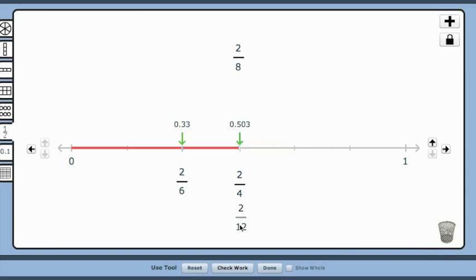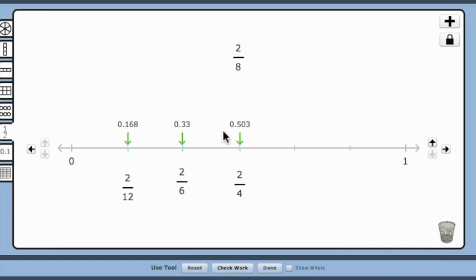Next, students need to determine if 2/12 is greater than 1/2 or less than 1/2. 2/12 is less than 1/2 and also closer to 0. 2/12 is equivalent to 1/6, so it would be placed here. The check work button can be used at any time to determine the correct placement or order of fractions.